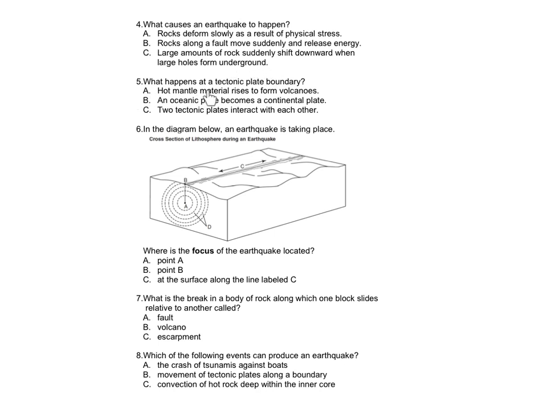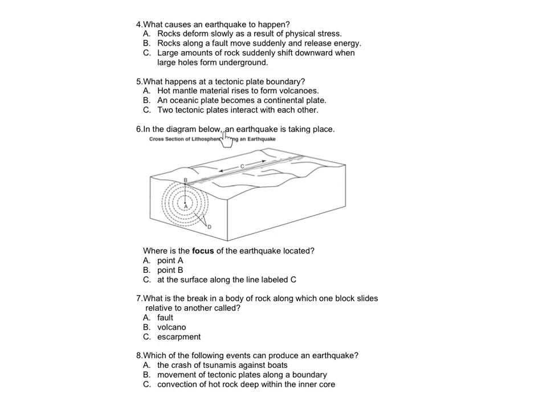Number 5. What happens at a tectonic plate boundary? A. Hot mantle material rises to form volcanoes. B. An oceanic plate becomes a continental plate. C. Two tectonic plates interact with each other.